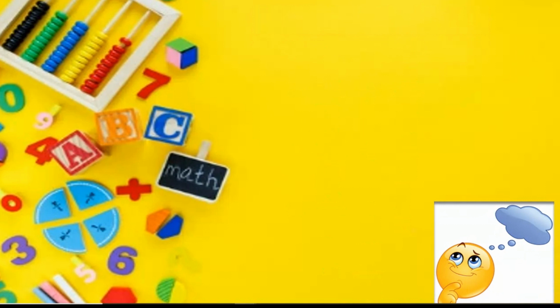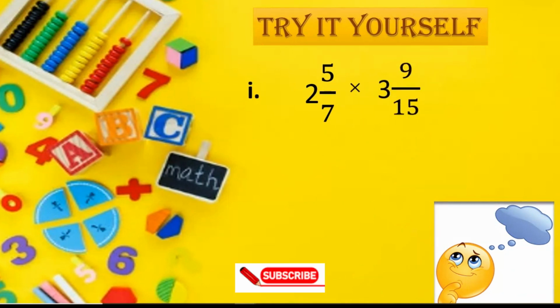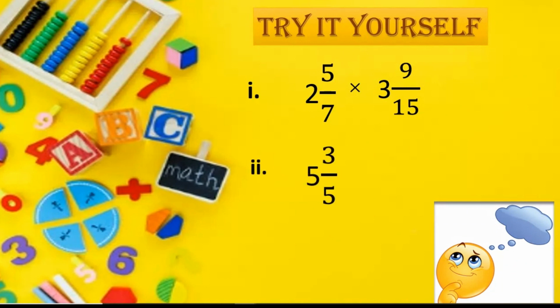Now it's your turn to try some questions. I have given you two questions here. One is for multiplication, that is 2 whole 5 by 7 multiplied by 3 whole 9 by 15. And the second question is with division, that is 5 whole 3 by 5 divided by 2 whole 1 by 3. Try to solve these questions and tell me the answer in the comments below.